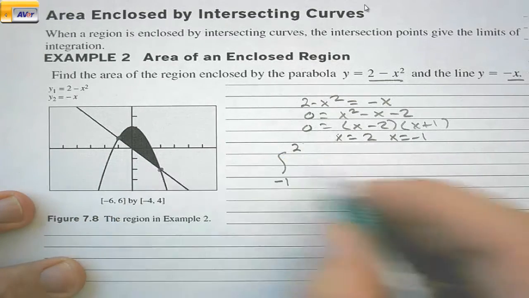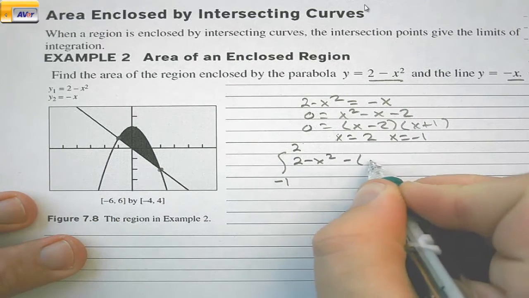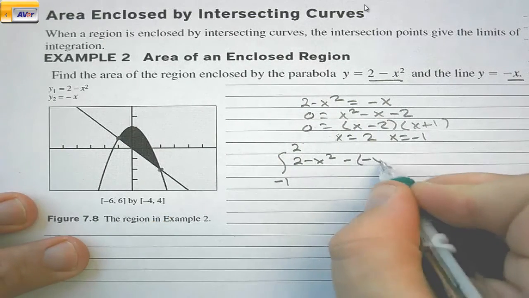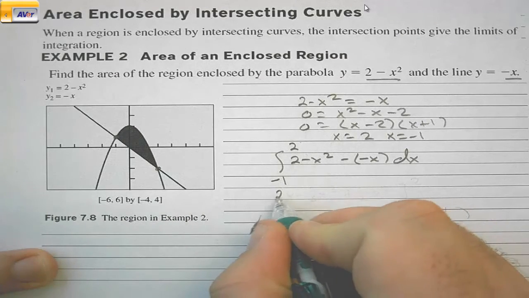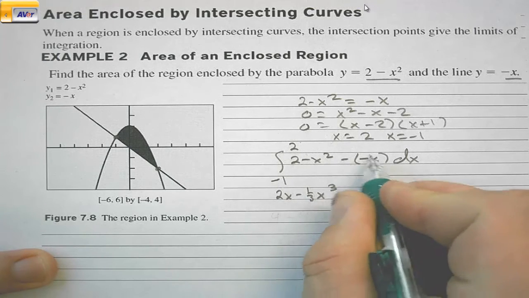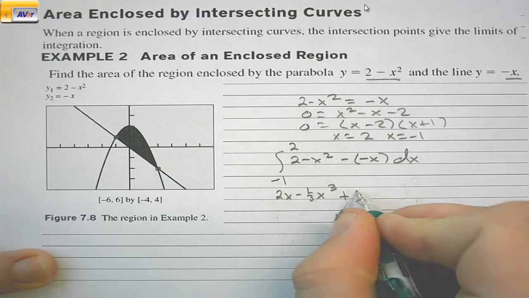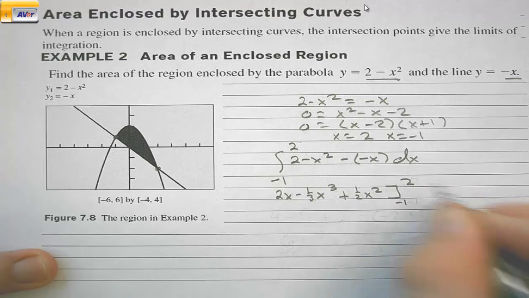The top function is the parabola. We have 2 minus x squared, and then minus the line, which is the bottom function, which is negative x. And then we have dx. When we integrate, we get 2x minus 1/3 x to the third. That's going to be plus x. We have plus 1/2 x squared, and we're evaluating from negative 1 to 2.